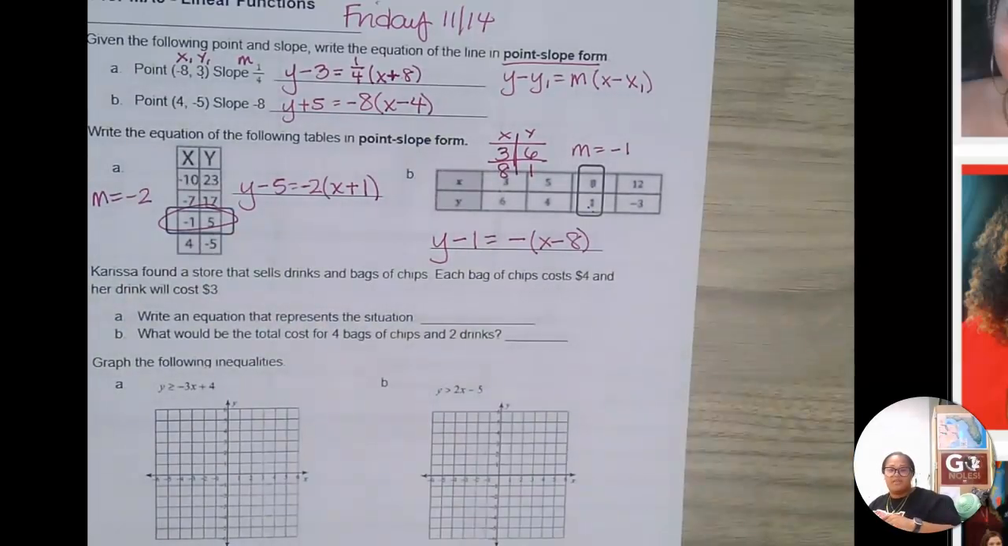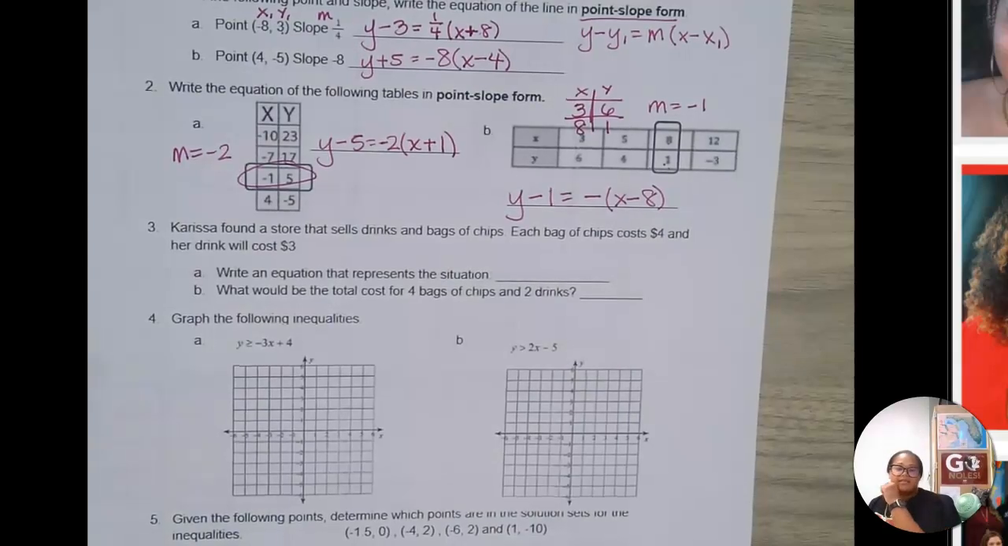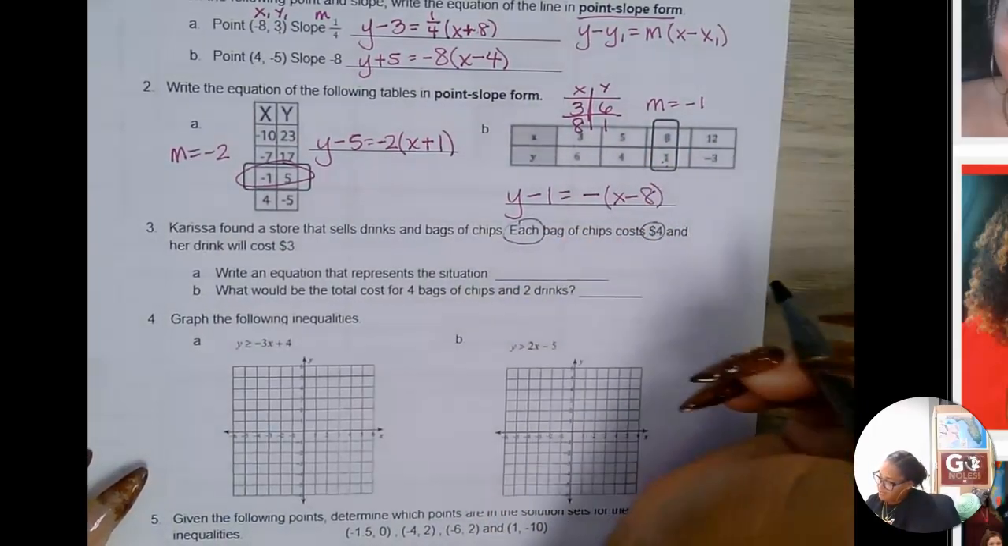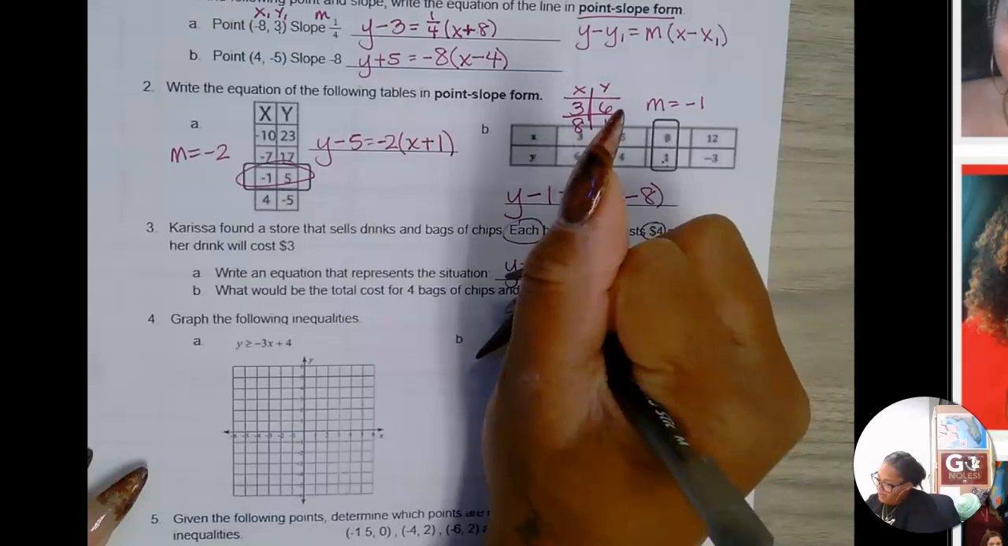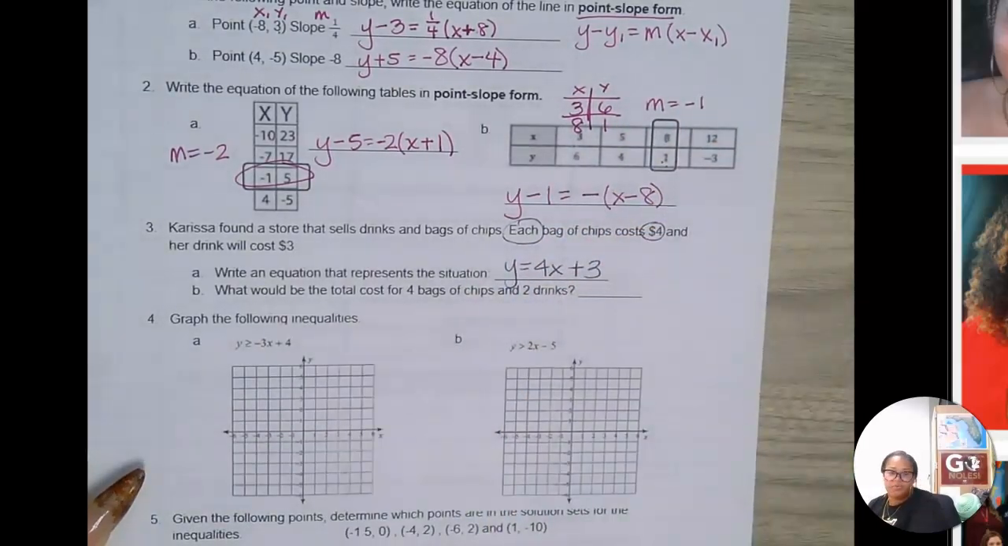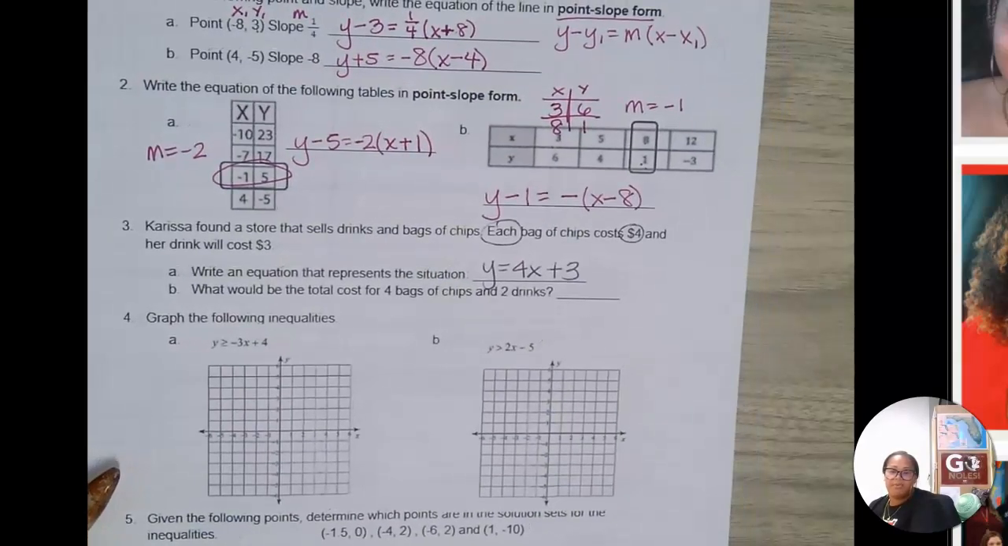Alright, it says Carissa found a store that sells drinks and bags of chips. Each bag of chips costs $4, and her drink will cost $3. Write an equation that represents the situation. So wherever I see each, that goes with my x. So it'll be y equals 4x, and she's only getting one $3 drink. What will the total cost for 4 bags and 2 drinks be?